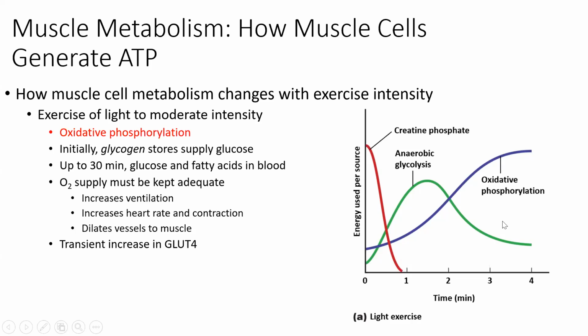Initially, we can start with glycolysis, again, because we have glycogen lingering around, and we've got fatty acids and glucose, things that we can make into glucose in the bloodstream. And so we're going to tap into that for a little bit, up to 30 minutes. That's this green curve here. And then beyond that, in order to keep oxidative phosphorylation going, to maintain this type of light activity, we're going to keep our ventilation going, keep our heart rate and rhythm up, and dilate those vessels so that we can get oxygen going to those muscles and sustain this oxidative phosphorylation.